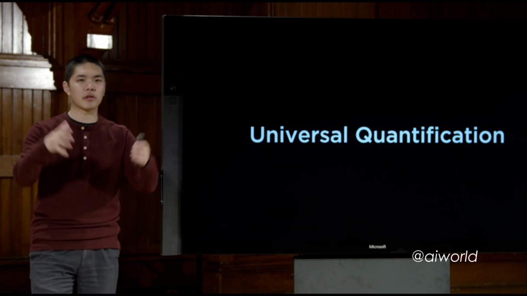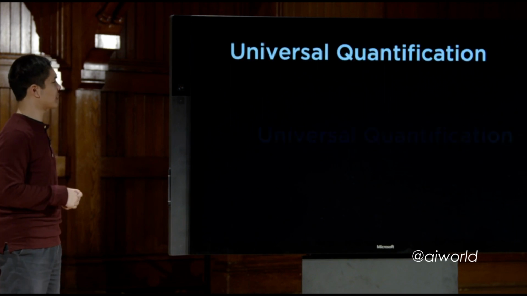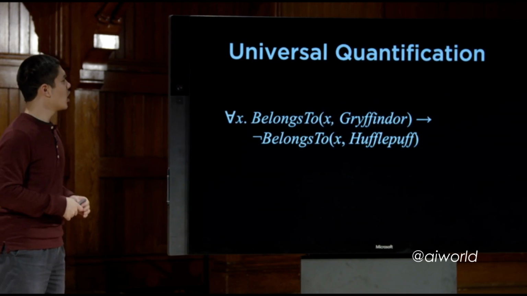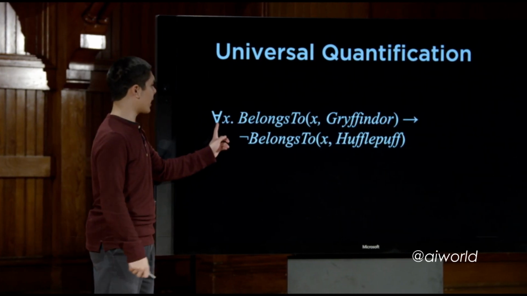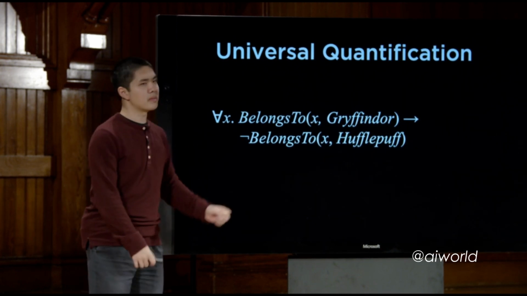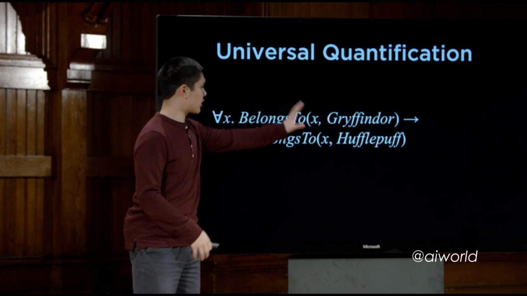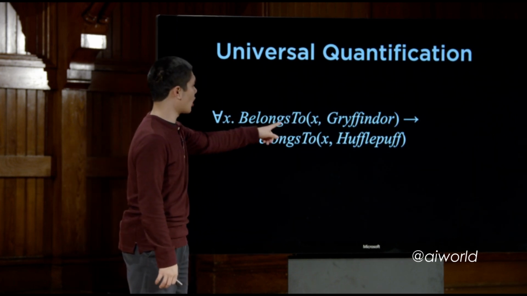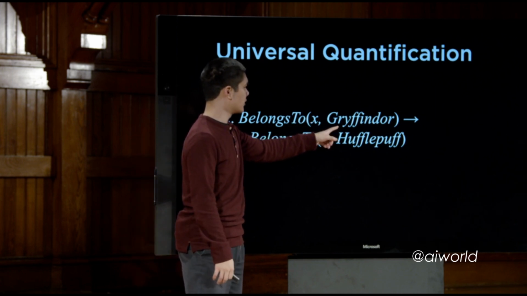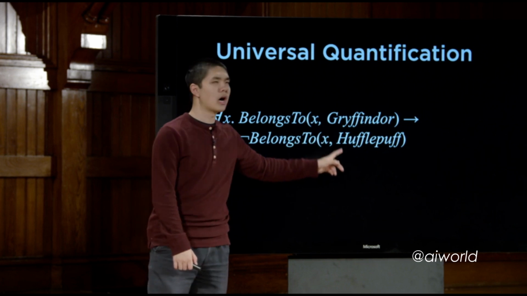Like for all values of x, some statement is going to hold true. So what might a sentence in universal quantification look like? Well, we're going to use this upside down A to mean "for all." So upside down A x means for all values of x, where x is any object, this is going to hold true: belongs to x Gryffindor implies not belongs to x Hufflepuff.